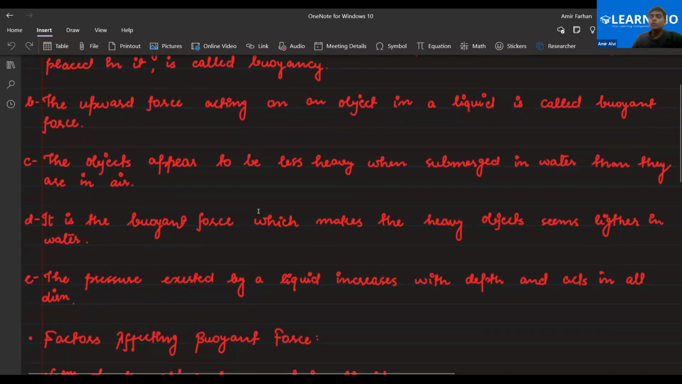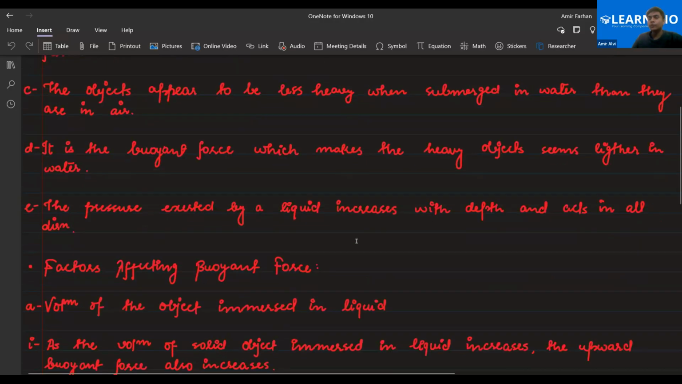It is the buoyant force which makes a heavy object seem lighter in the water. You must have seen that a person can easily float in water even though the mass of the person is very high, suppose 60 kg, 70 kg, but still can float. The reason is the buoyant force. Next, the pressure exerted by a liquid increases with depth and acts in all directions. So if you go deeper, the pressure will also increase.